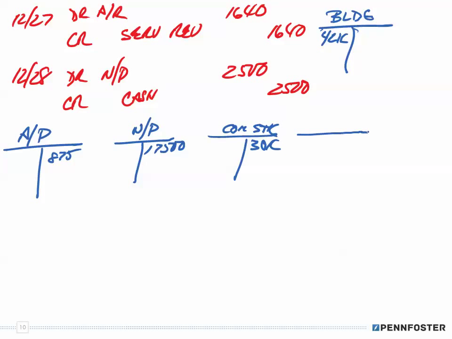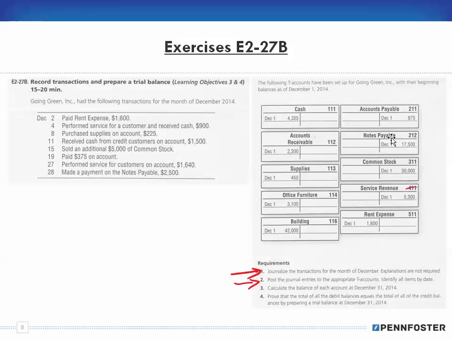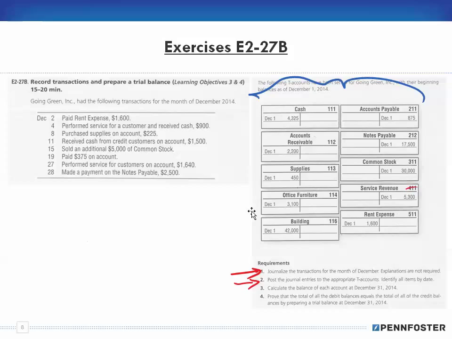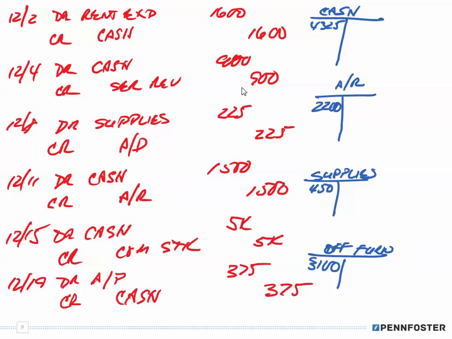Then I had service revenue for $5,300. And then I had a rent expense, which was a debit of $1,600. Okay, so all I did right here was I took this information here and reproduced it here, with the exception being that I didn't write in the dates as the beginning balances.